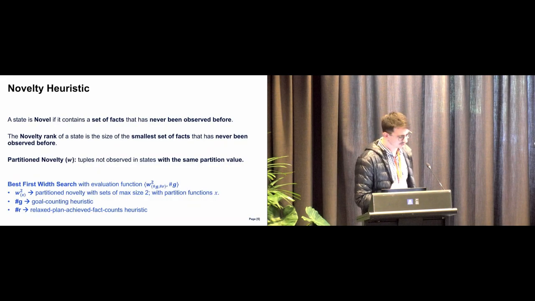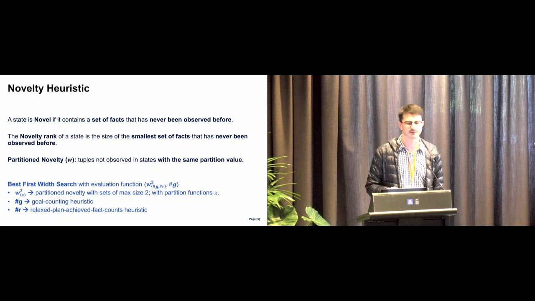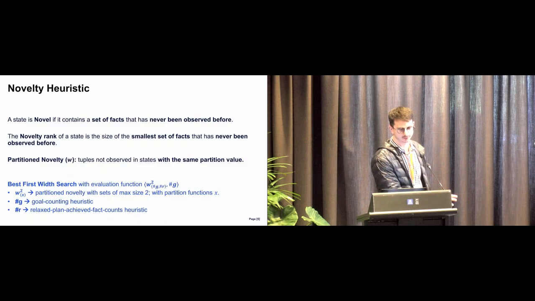Another addition to the technique is that of partition novelty. So rather than comparing a set of facts to the entire history of states visited before, we make use of some partition functions, which could be just heuristic functions, and we only compare to the history of states that have the same value for that partition function. So for example, if we use hadd and a state has a value of 3, then we only compare to the history of other states or other nodes that have had a hadd value of 3.